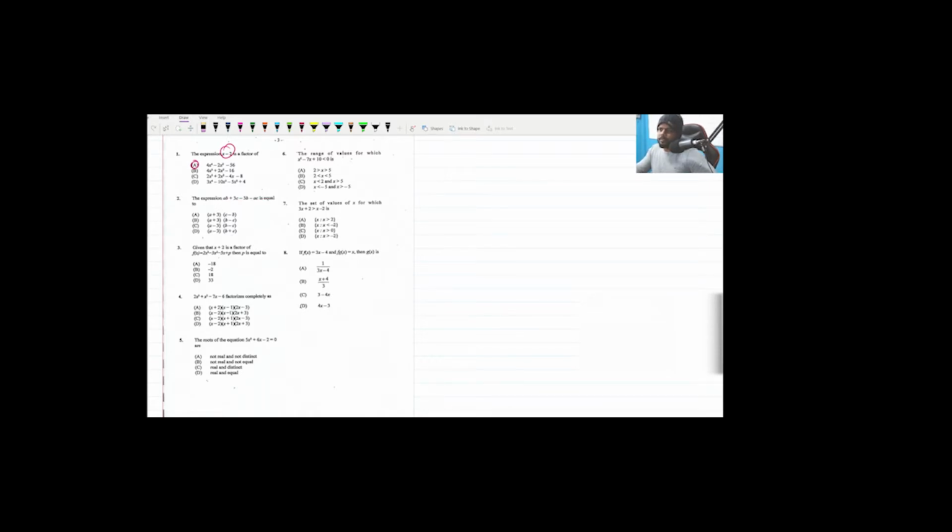This is another repeat, but I still like to go through it because they can mix it up a little bit. Plus 3c minus 3b minus ac. So I'll group things together. I'll group the ab and the minus 3b together, and I'll group the minus ac and the 3c together.